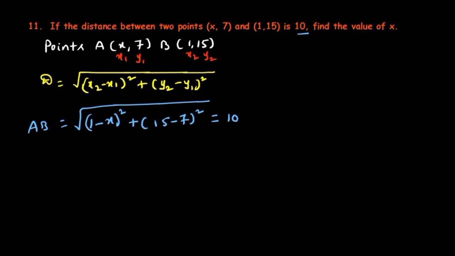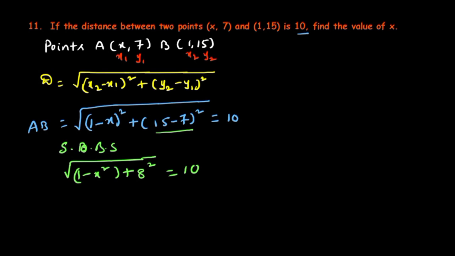Now what do I do? Squaring on both sides to cancel the root. Now it is (1 minus x) square plus 15 minus 7, which becomes 8, so 8 square, is equal to 10 square. When we square both sides, the square and root get cancelled, and we have (1 minus x) whole square plus 64 equal to 10 square, which is 100.